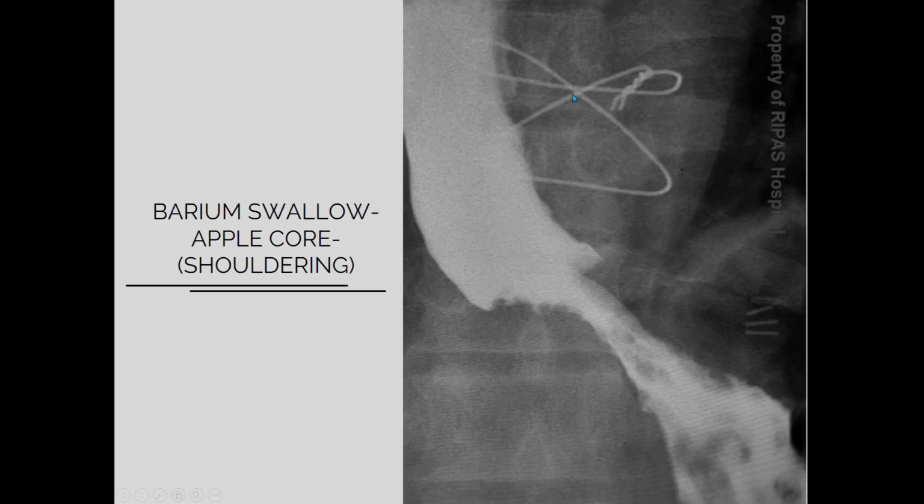This is basically a marker, maybe the radiographer has put it, because if the patient is complaining that I have a problem at this site, and I have some stickiness and some difficulty in swallowing at this region, the radiographer has put this marker so that we can assess where the problem actually is.